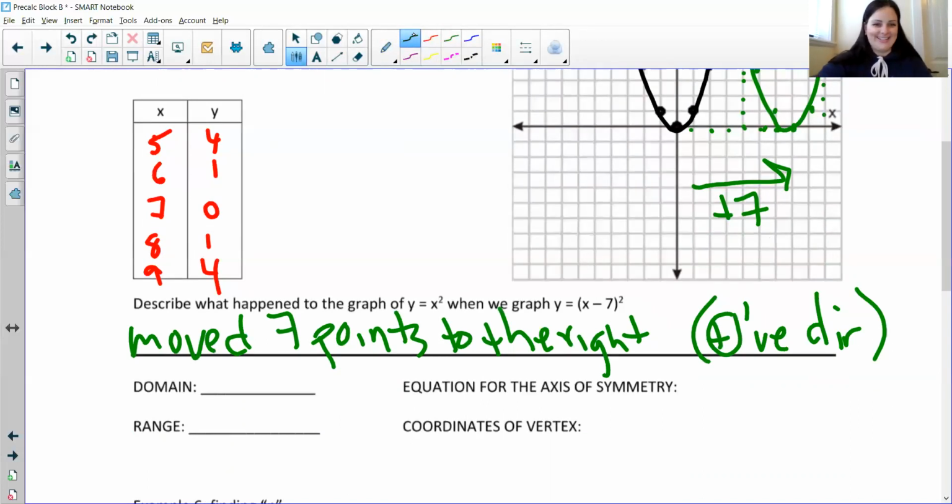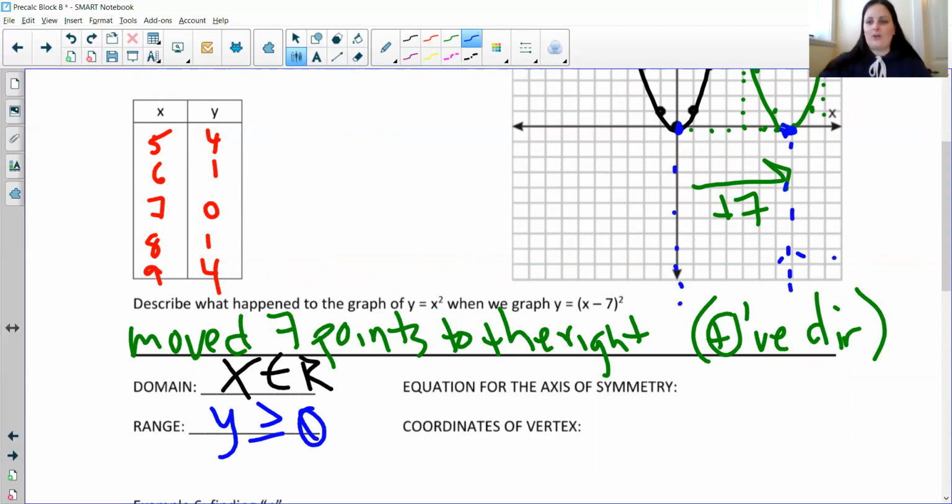What is the domain? You can have any value of x and you will find a point on that parabola. All right, the range: y still has to be greater than or equal to 0. That is a minimum point there. You can't go down here or down here and go left or right and find a point on that parabola.